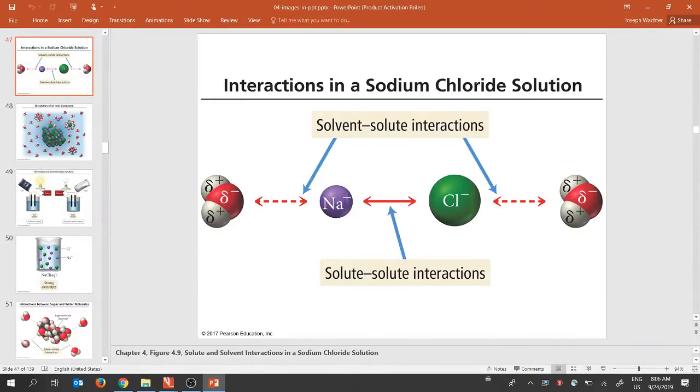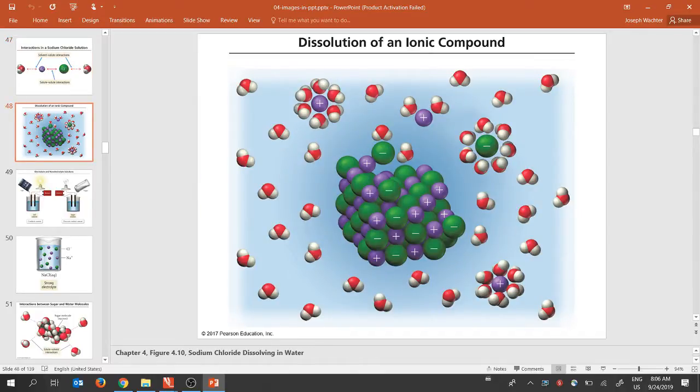All right, so you have something like this, where you have this polar water molecule that has a positive and negative side, and that can interact with the solute, the sodium chloride, the sodium ions and the chloride ions. Those can both interact with those water molecules in that way. So what ends up happening is a situation like this. And this is really the key to answering that question.